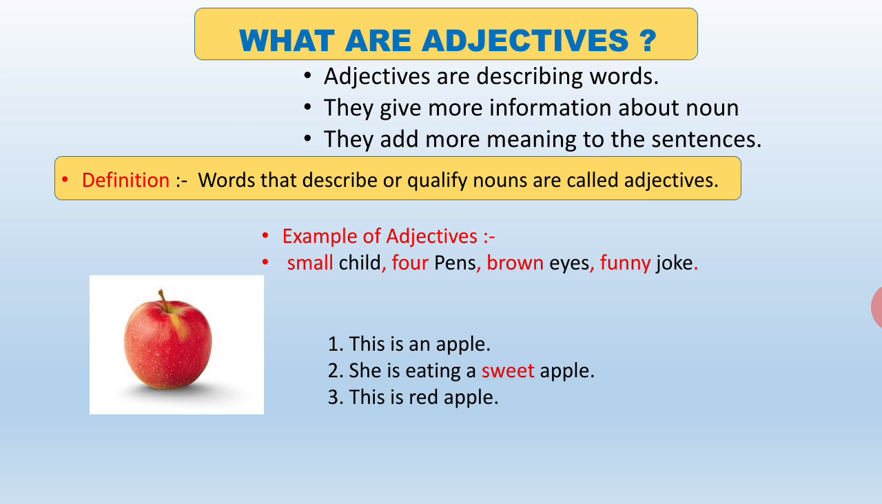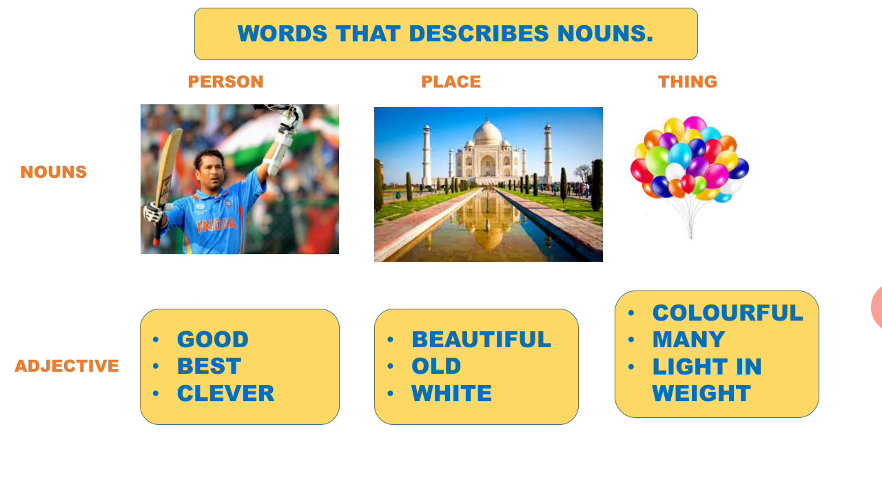Okay. Now we will see words that describe nouns. First we will see what exactly nouns are. Nouns are naming words like person, place, thing, idea. So a noun is the name of a person, place, thing or an idea. So what exactly are adjectives? Adjectives are describing words. So adjectives describe a person, place, or thing.